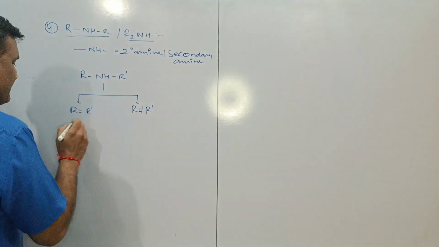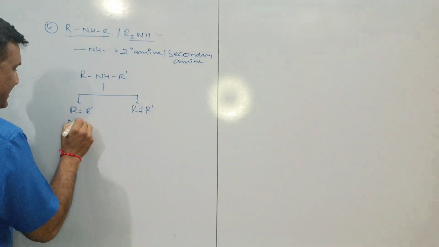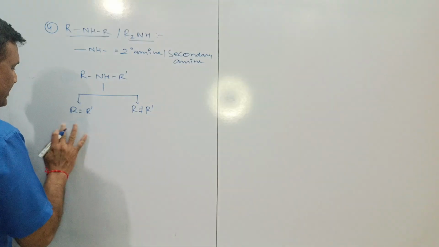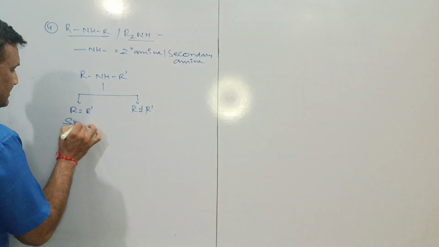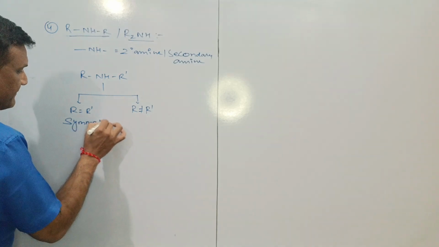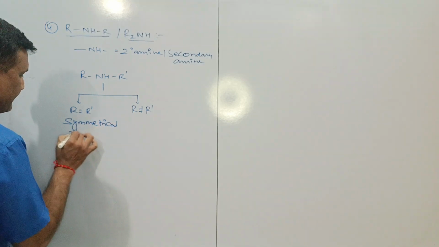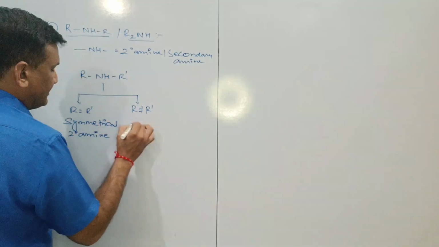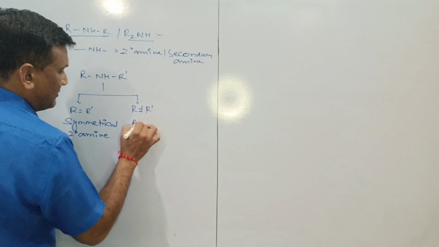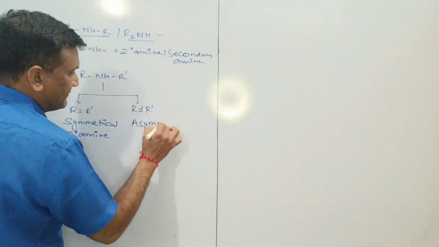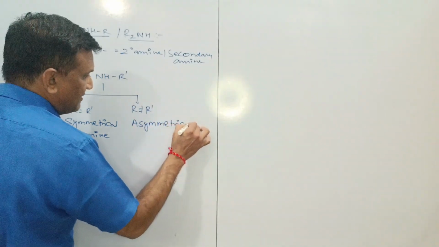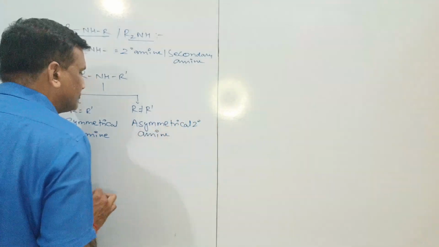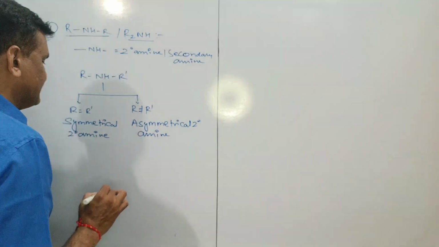अगर दोनों alkyl group same हो then you can say it is called a symmetrical 2 degree amine. And if both alkyl groups are different, then you will say unsymmetrical or asymmetrical 2 degree amine. These are the possible types of 2 degree amine, symmetrical or asymmetrical.